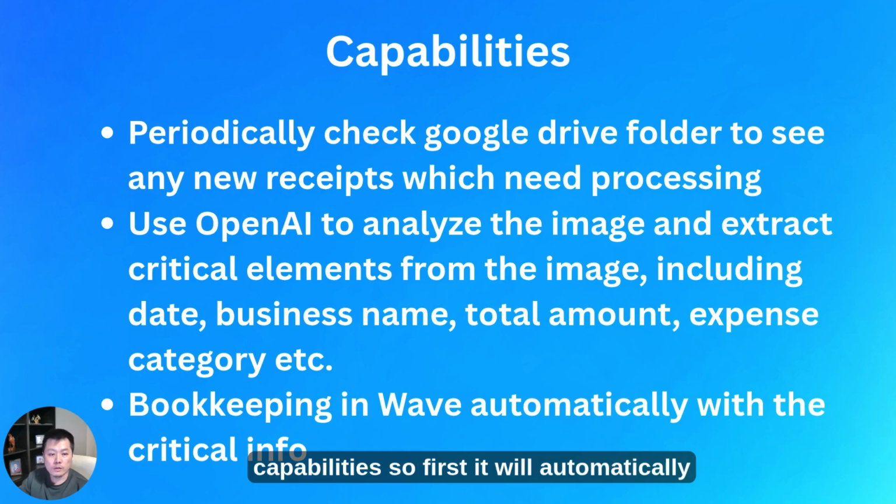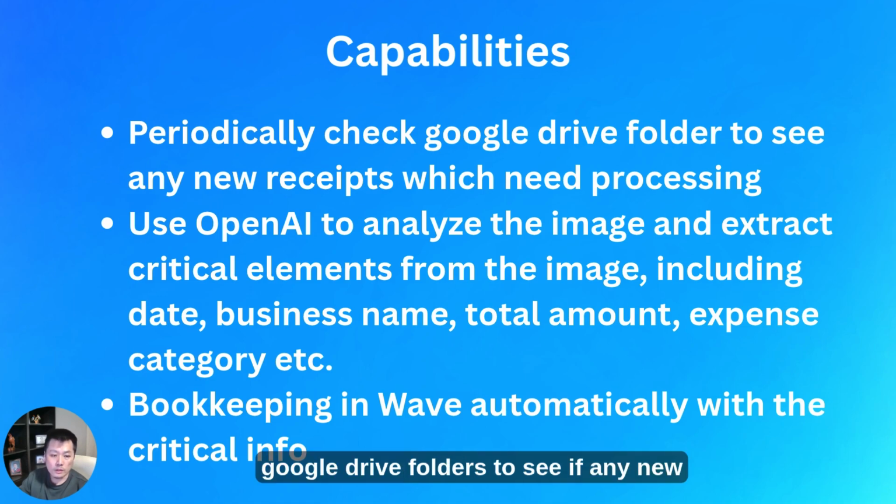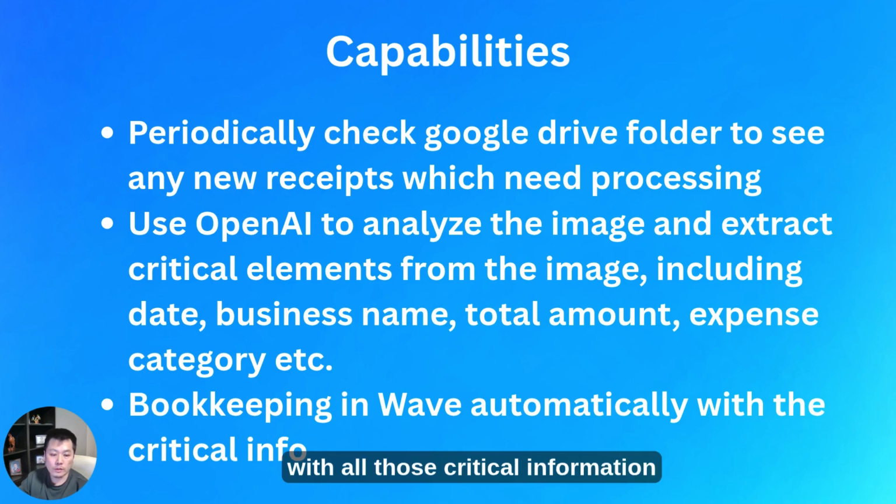First, it will automatically check our Google Drive photos to see if there are any new receipts which need processing. And then we use OpenAI to analyze the image and extract the critical elements from the image, including dates, business name, total amount, and expense category, etc. Finally, it will automatically do the bookkeeping in Wave with all that critical information.